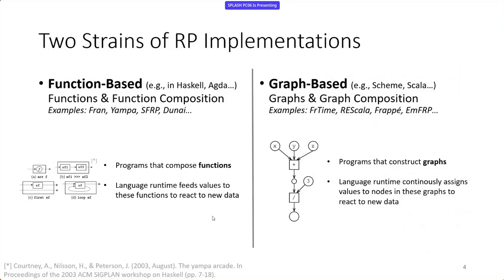Graph-based implementations, on the other hand, are implemented in other languages. For example, FrTime is implemented in Scheme or Racket. REScala is, you guessed it, implemented in Scala, and so on. The main distinction here is that reactive programs are no longer a function that has to be applied. It's now a graph, and at runtime, we just propagate values through that graph from top to bottom, from the sources to the sinks.